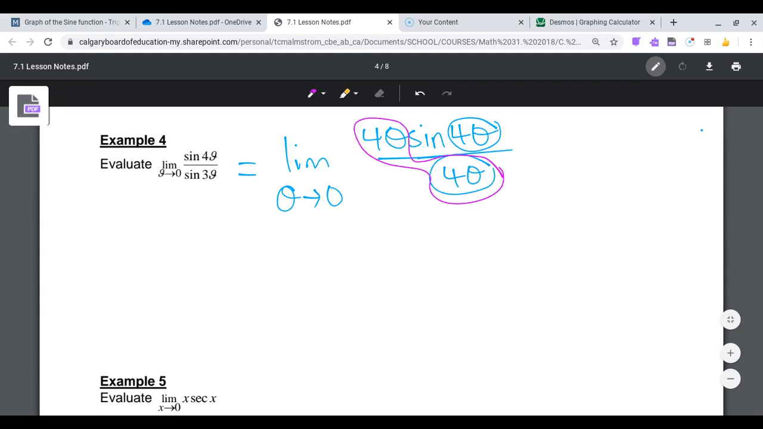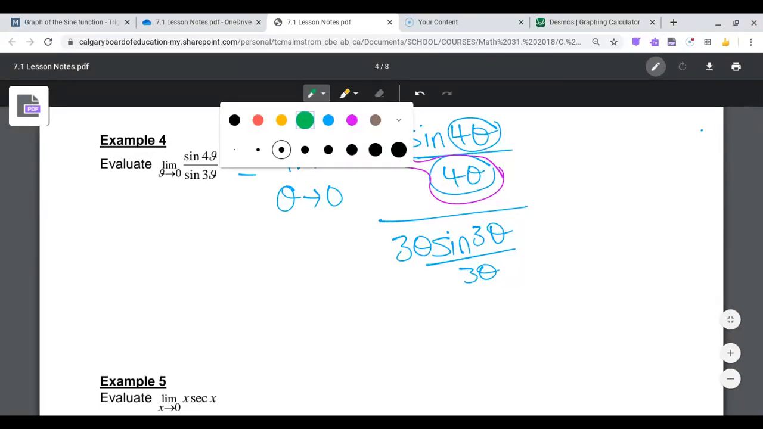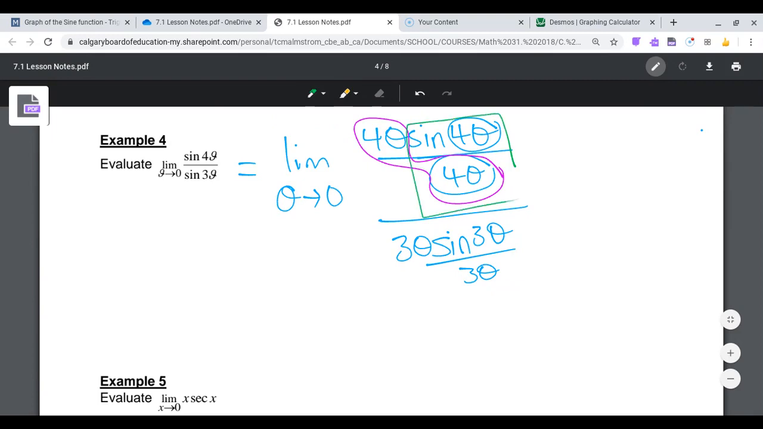And if I do the same thing on the bottom with my sine 3 theta, I can divide that by 3 theta, but then again, I need to multiply out the front by 3 theta. So hopefully you can see that we built two pieces that match my fundamental trig limit, one on the top and one on the bottom.